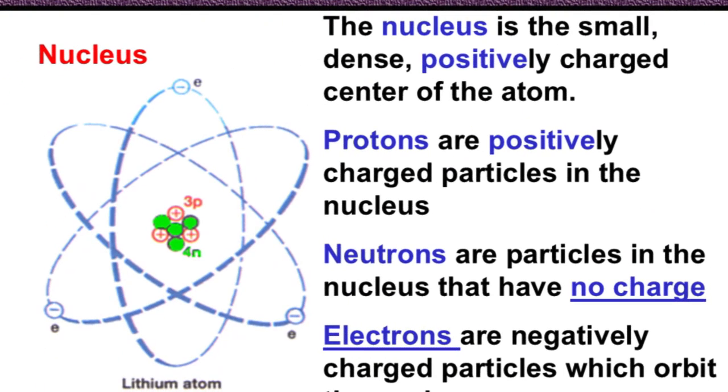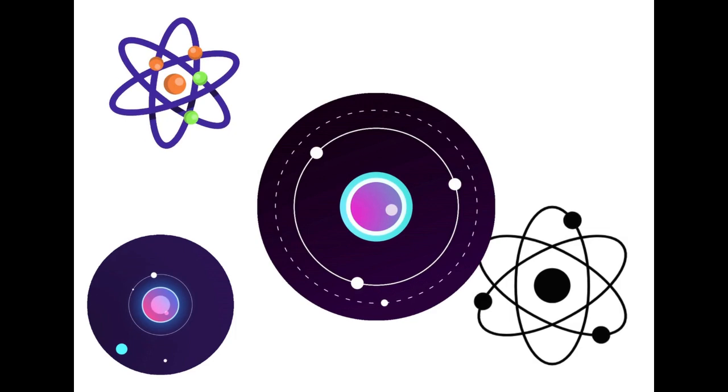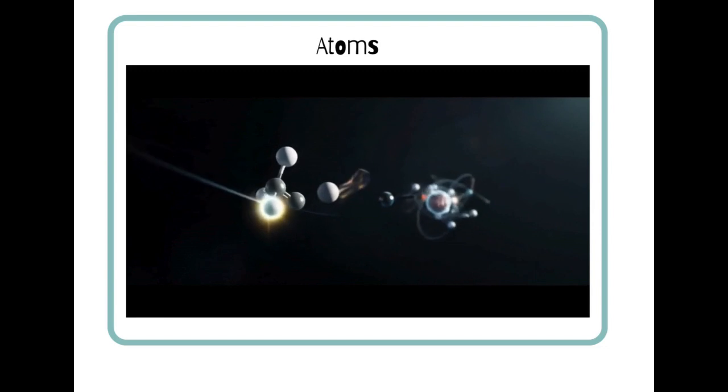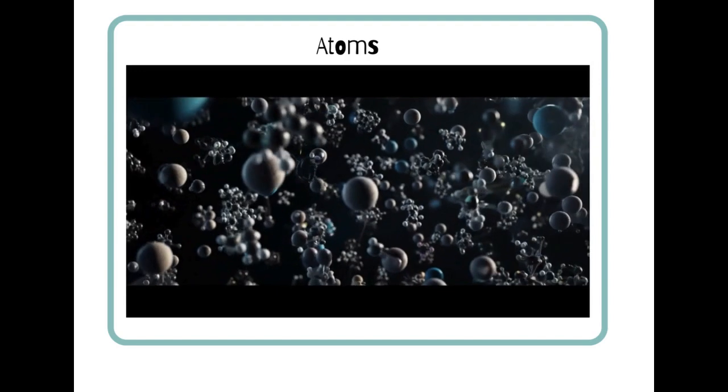Most of the atom is empty space. The rest consists of three basic types of subatomic particles: protons, neutrons, and electrons. The protons and neutrons form the atom's central nucleus. The ordinary hydrogen atom is an exception. It contains one proton but no neutrons.